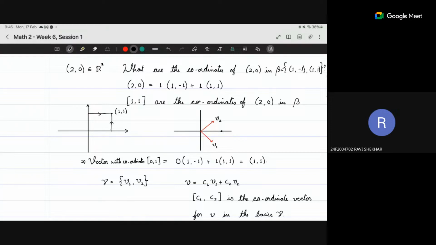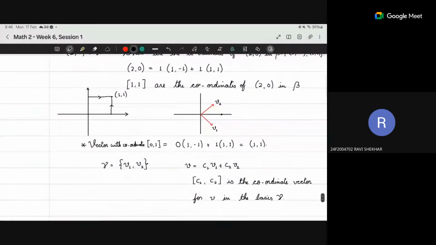This is where the concept of an ordered basis is important, because then coordinates can flip, right? If you flip these vectors, [0, 1] would mean (1, -1). So it has to be in that specific order. The coordinates also have to be listed in the order that the basis is specified.